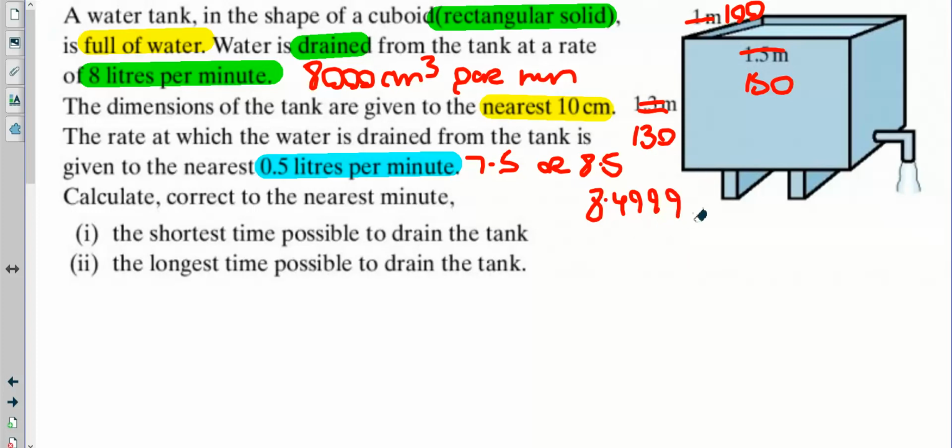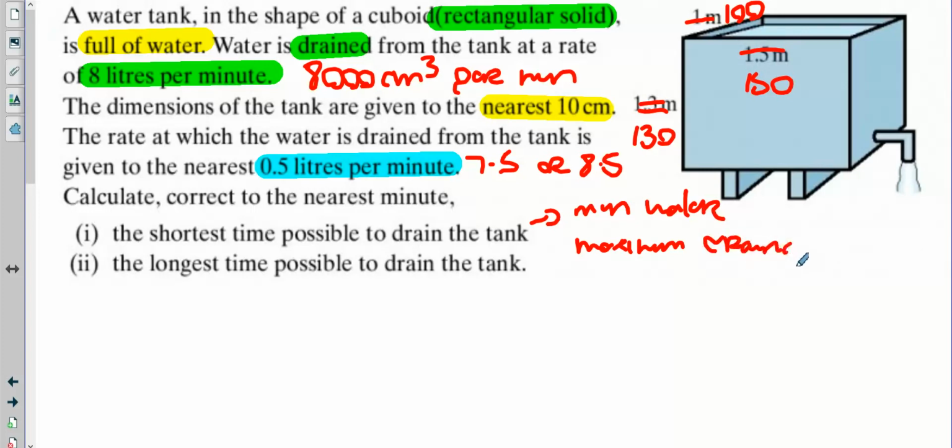Now, what we're going to do next is calculate to the nearest minute the shortest time it takes to drain the tank. The shortest time would mean the minimum volume of water, and the maximum drainage. A bit like a drink on a night out. The smaller the drink and the quicker you drink it, the faster it's gone. The larger the drink and the slower you drink it, the slower it's gone. Makes sense, doesn't it?